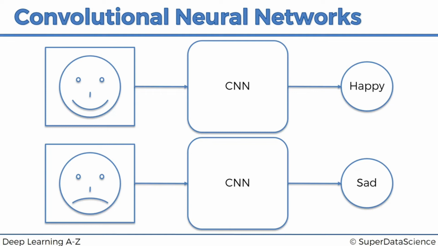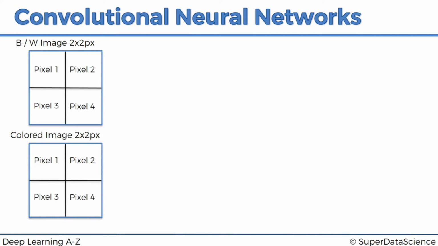But how is a neural network able to recognize these features? Well, it all starts at the very basic level. Let's say you have two images. One is a black and white image of 2 by 2 pixels, and one is a colored image of 2 by 2 pixels. Neural networks leverage the fact that the black and white image is a two-dimensional array. The way we see it on the left is just the visual representation, so it's some kind of picture, and for simplicity's sake, it's just a 2 by 2 picture.